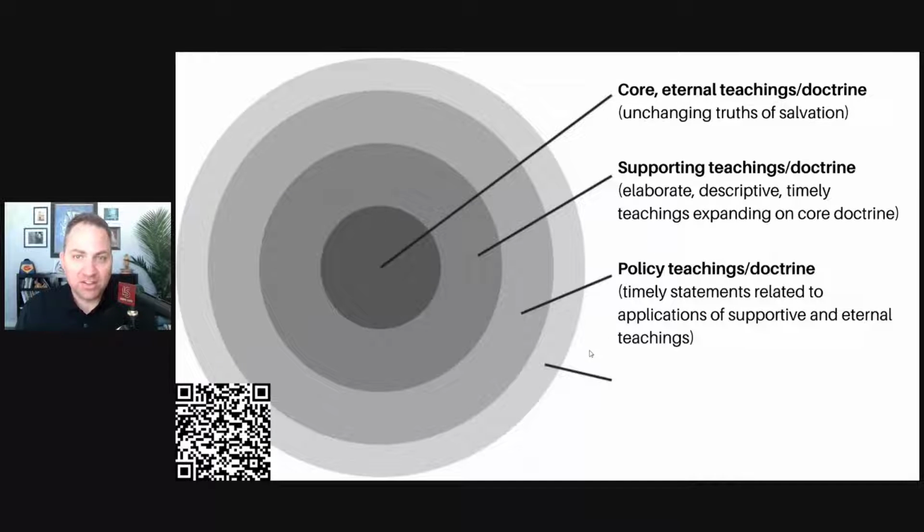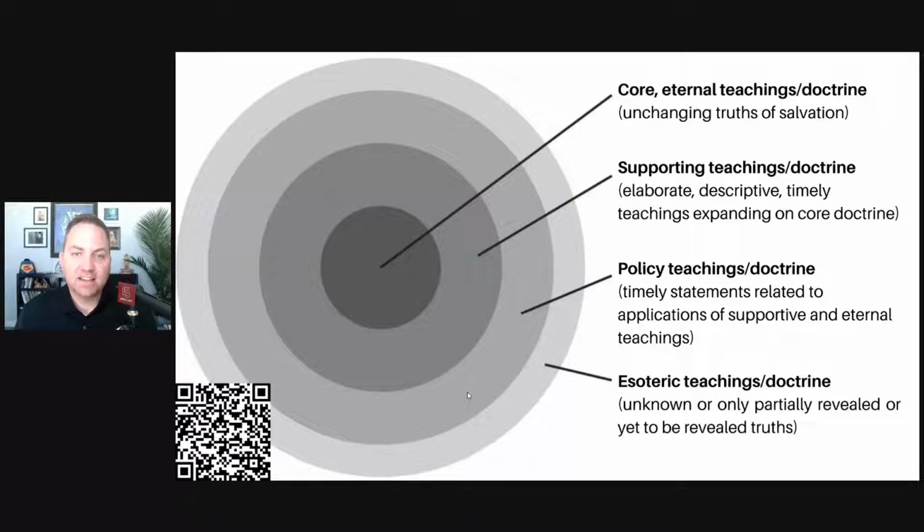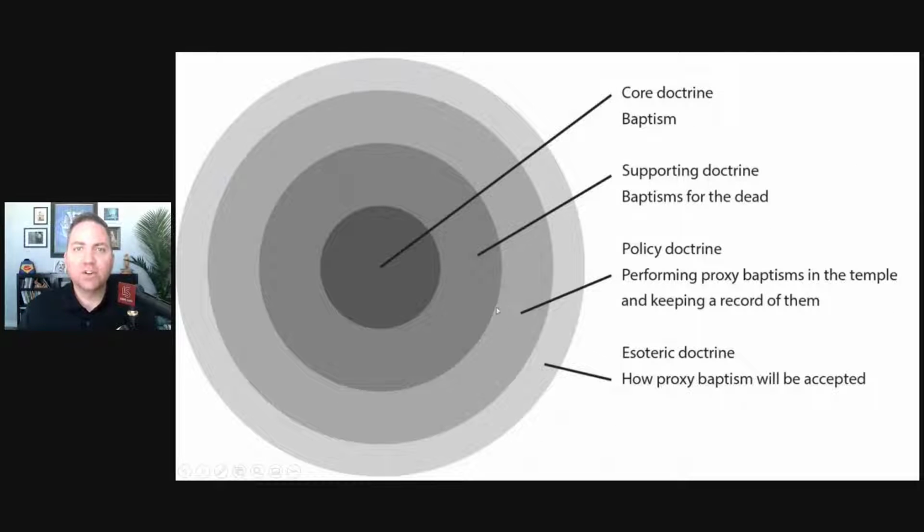And then we have policy teachings and doctrines. So this is combining those concepts of it's not doctrine, it's policy. Actually, it can be doctrine and policy. And then lastly, these esoteric teachings or doctrines: unknown or only partially revealed or yet-to-be-revealed truths. All right, so here are some examples that they share in the article.